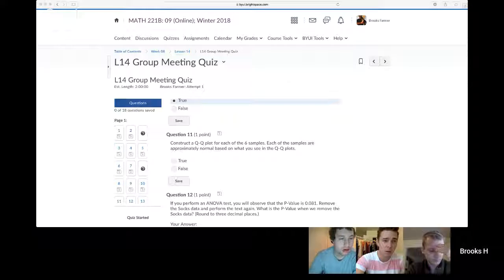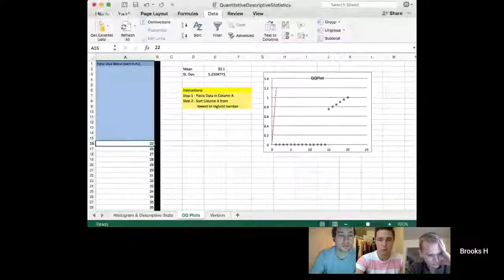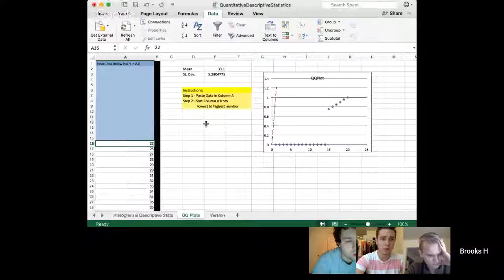I'm getting something weird on my QQ plot for the first one. Let me pull it up for you. Because you have to sort it from lowest to highest, which I forgot how to do. The question here is that all these ones have openings in the beginning. How do I sort those?